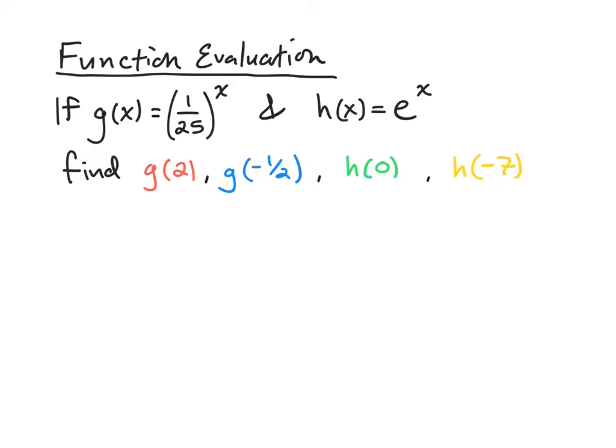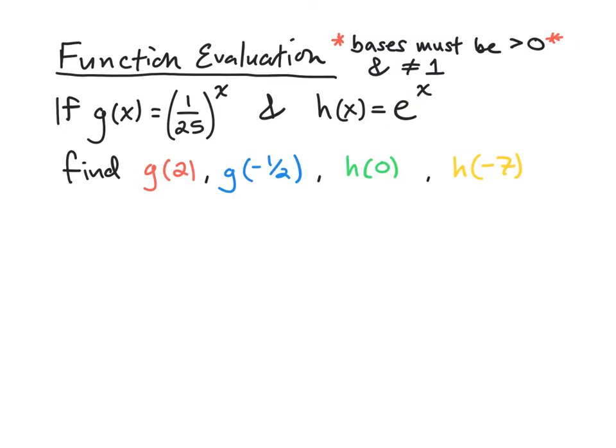Okay, here's one more example for function evaluation. This time, we have two functions, g of x equals 1 over 25 to the x power, and h of x equals e to the x power. Now, I'm going to make it formal here that bases must be bigger than 0 and not equal to 1. So when I say bases must be bigger than 0, that just means any positive number. Literally any positive number, even if it's a fraction. And then we can also include numbers like e.